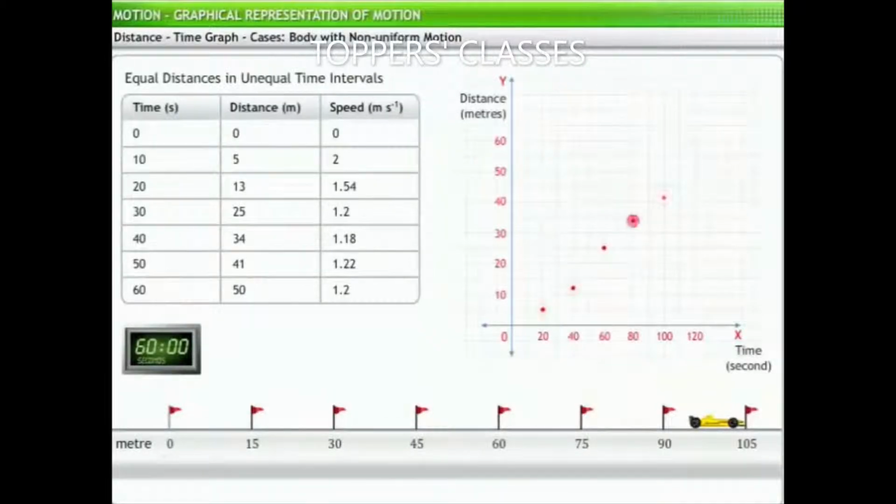Now let us consider a body moving unequal distances in equal time intervals. As you can see, a graph plotted based on the data provided again shows a curve.